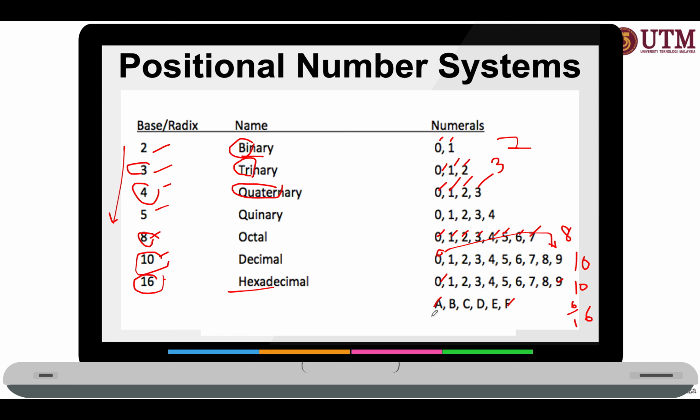So why is it A, B until F? Because of course we cannot have two-digit numbers as single digits of a hexadecimal number. That's why A represents 10, B is 11, C is 12, D is 13, E is 14, and lastly F is 15. So this is just the basics of the positional number system.